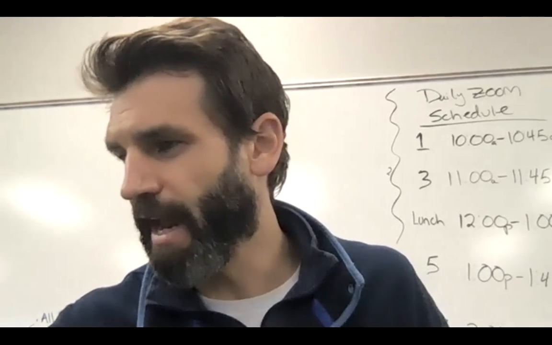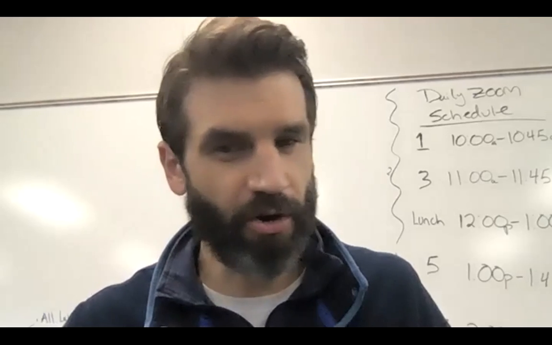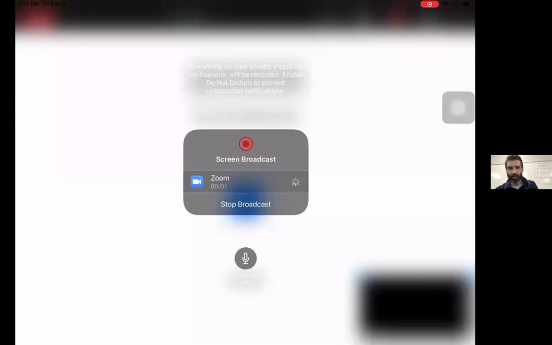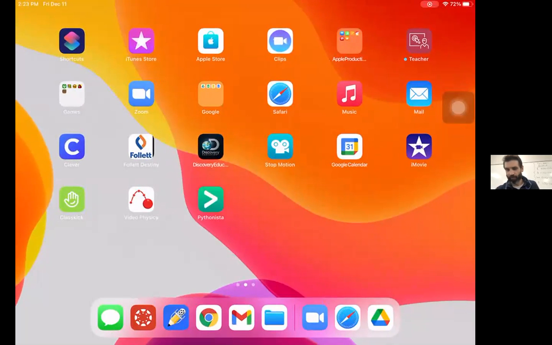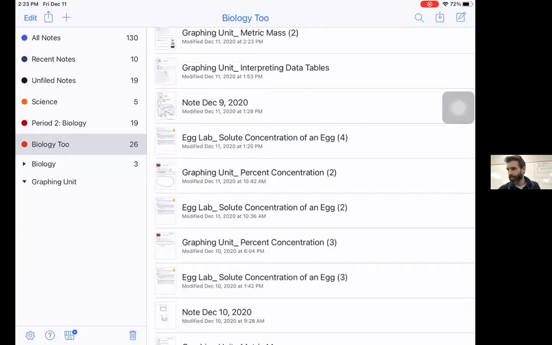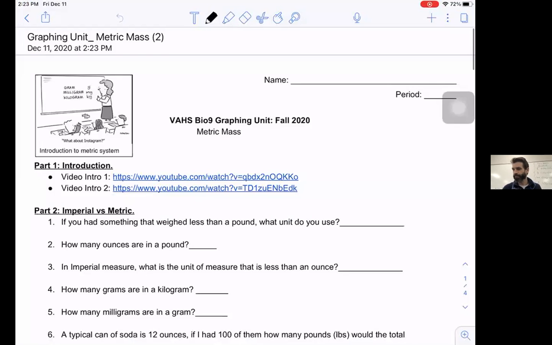So let's head over and take a look at that worksheet, and we'll just go through it together, and I'll kind of walk through it and use the thinking that I would use for it. So it's in Canvas. I've already dropped it over into Notability, and here it is, this graphing unit metric mass. All right, so there's a couple videos here that get at a little bit of an intro, but they don't really walk us through like some of my other worksheets where the video really walks us through.